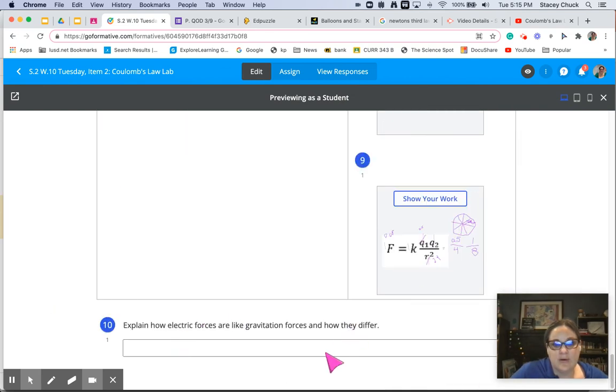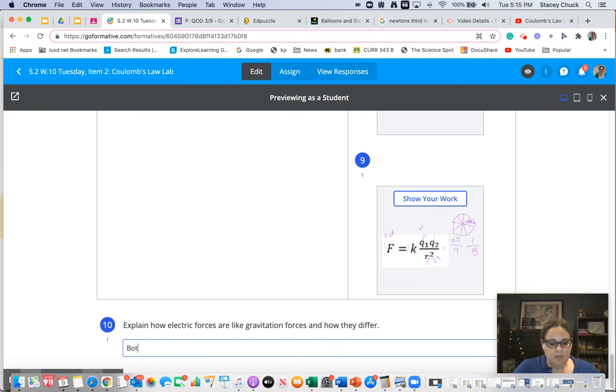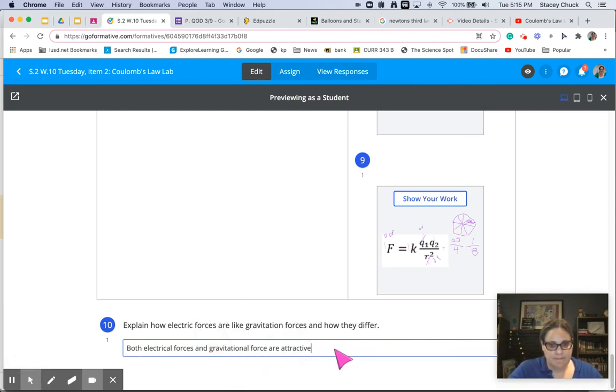Okay, so how are they alike and how do they differ? So both electrical forces and gravitational forces are attractive, but only electrical forces can be repulsive.